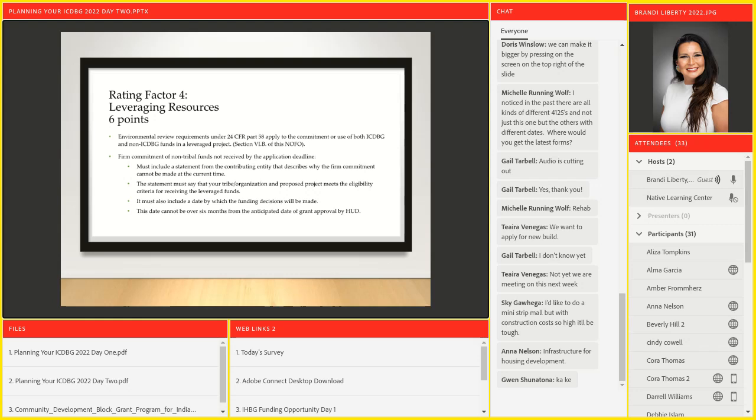HUD also recognizes that in some cases, you may not get a firm commitment of non-tribal funds by a deadline. If that is the case, you do need to include a statement from the contributing entity that describes why the firm commitment cannot be made. The statement must also say that your tribe, organization, and proposed project meet the eligibility criteria for receiving the leveraged funds. And it must also include a date by which funding decisions will be made.